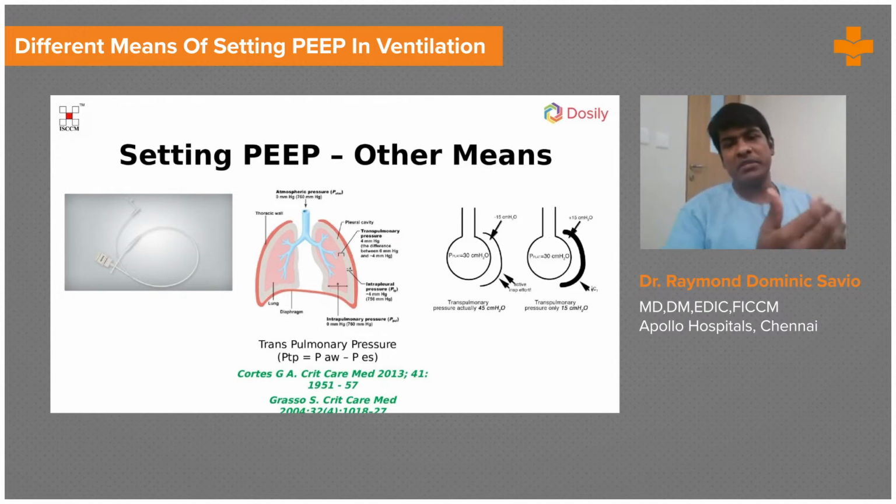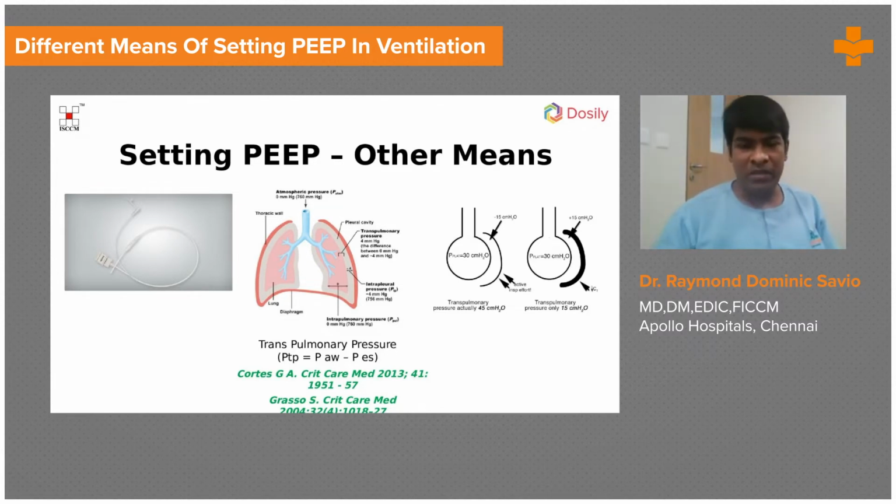When transpulmonary pressure is less than 0, the tendency is for the alveolus to collapse when you have a negative value. When it is 0, the alveolus is still open. When it is slightly more than 0, 1 or 2, the alveolus tends to remain open. So the target of transpulmonary pressure at end expiration should be a value of 0 or 1. Okay, I'm leaving it there.